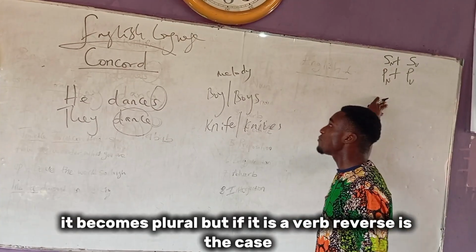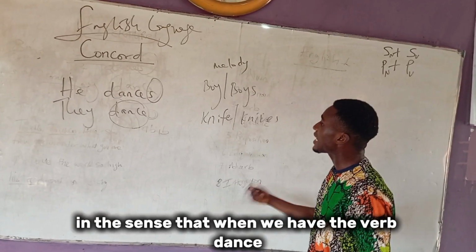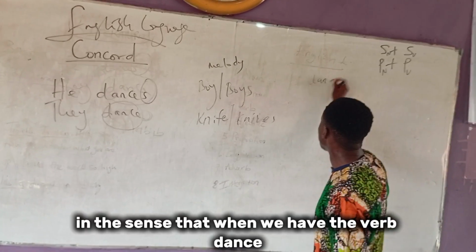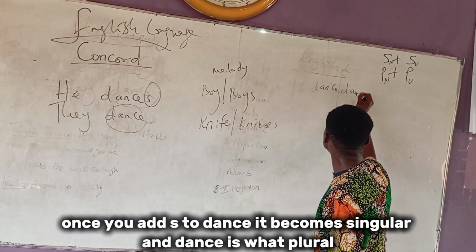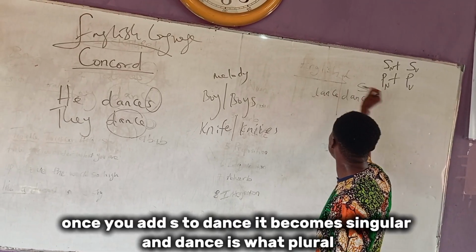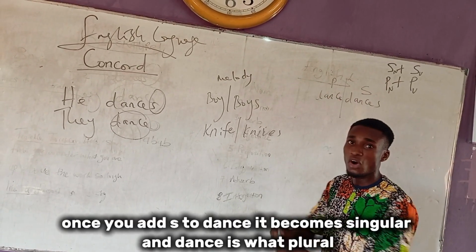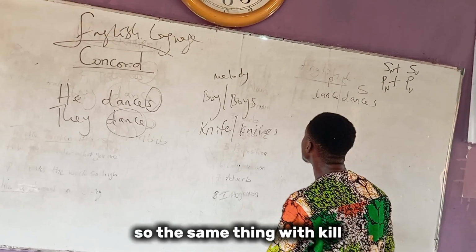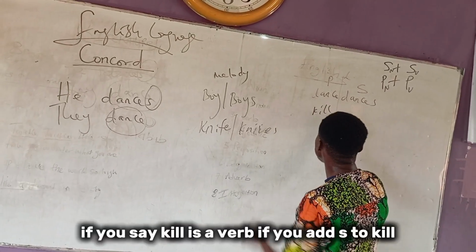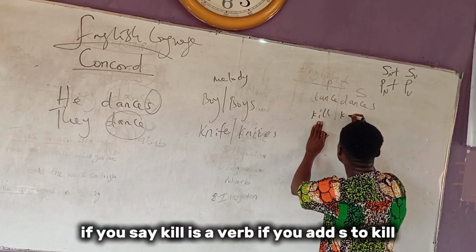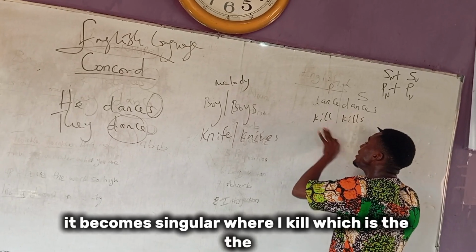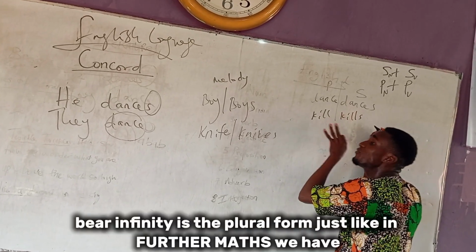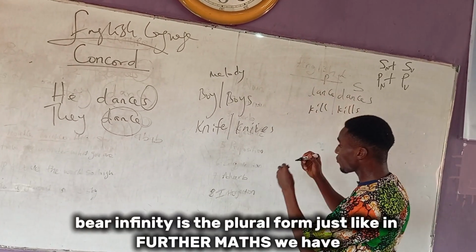But if it is a verb, the reverse is the case. When we have the verb dance, this is a verb, it's an action. Once you add s to dance, it becomes singular, and dance is what? Plural. The same thing with kill. Kill is a verb; if you add s to kill, it becomes singular, whereas kill, which is the bare infinitive, is the plural form.